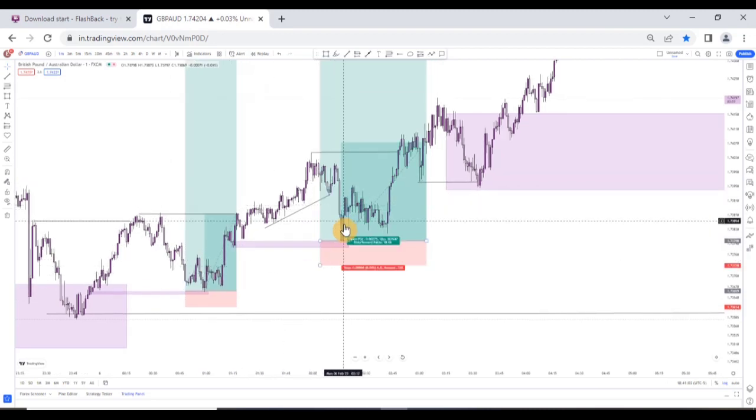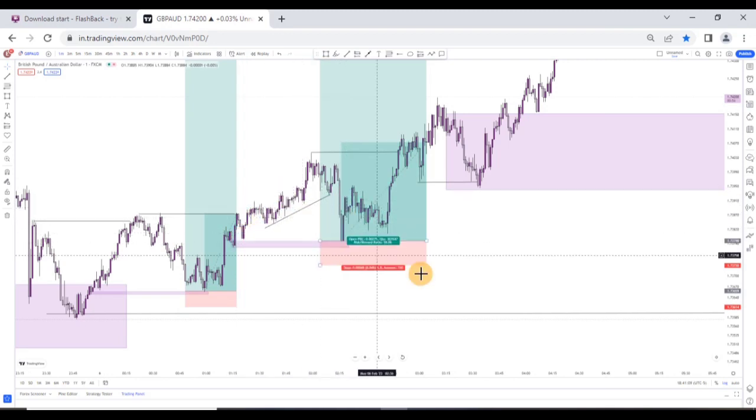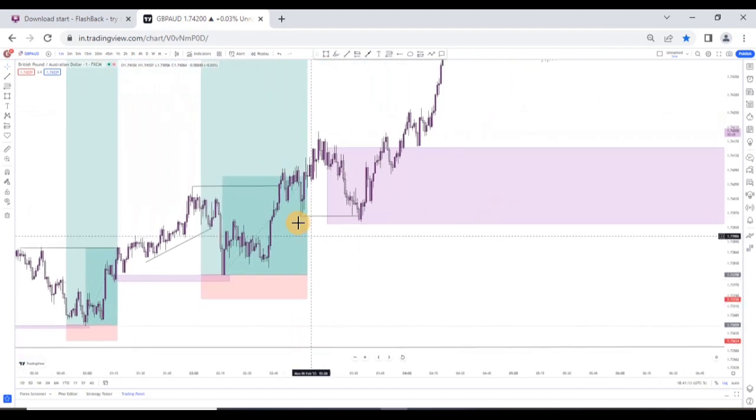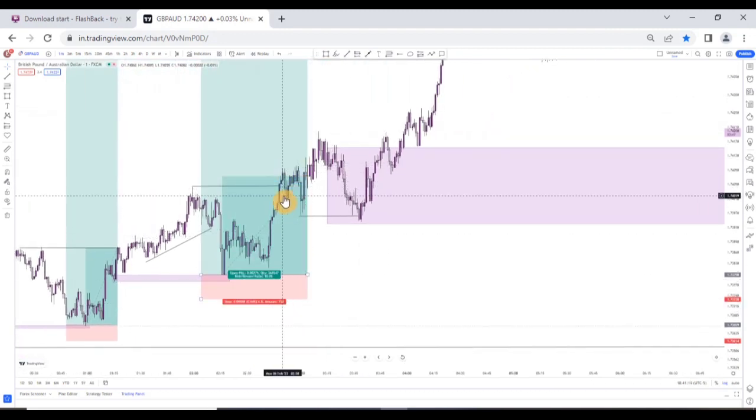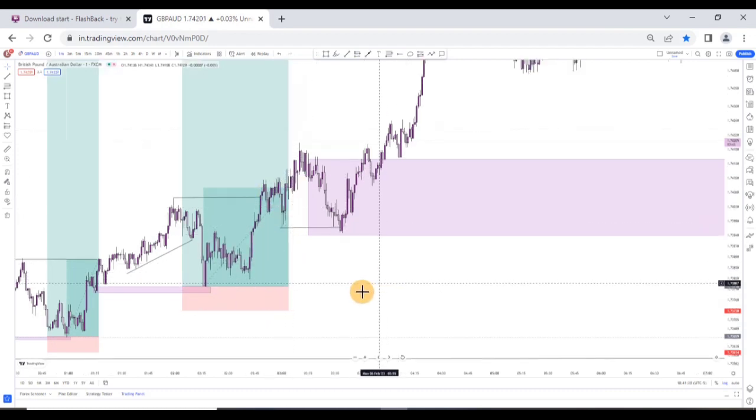Same thing happened here. The first pullback, always inducement. See the first pullback here. See how price came back, grabbed all of those inducements, and went back up. Same thing here. Break of structure, first pullback, inducement. You see our price came back, grabbed all of this liquidity, and nice one.